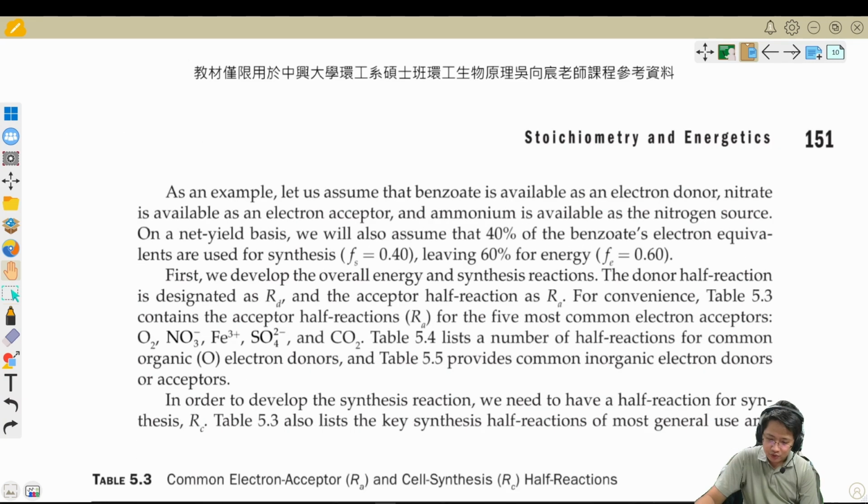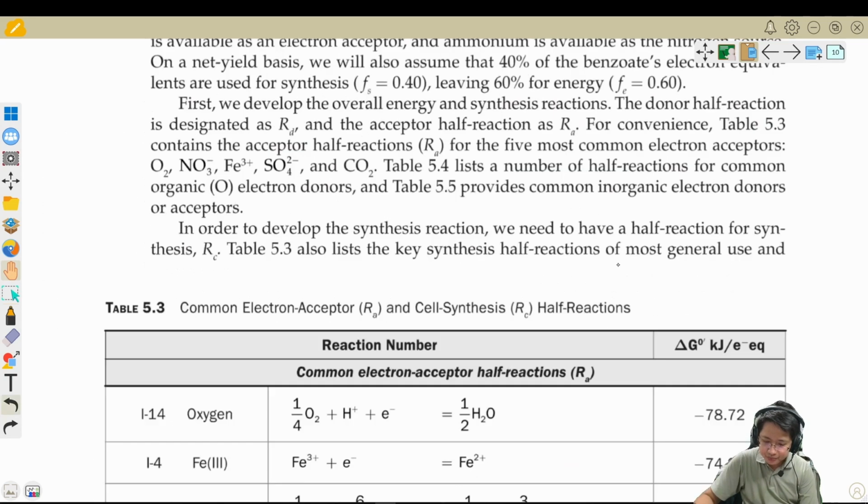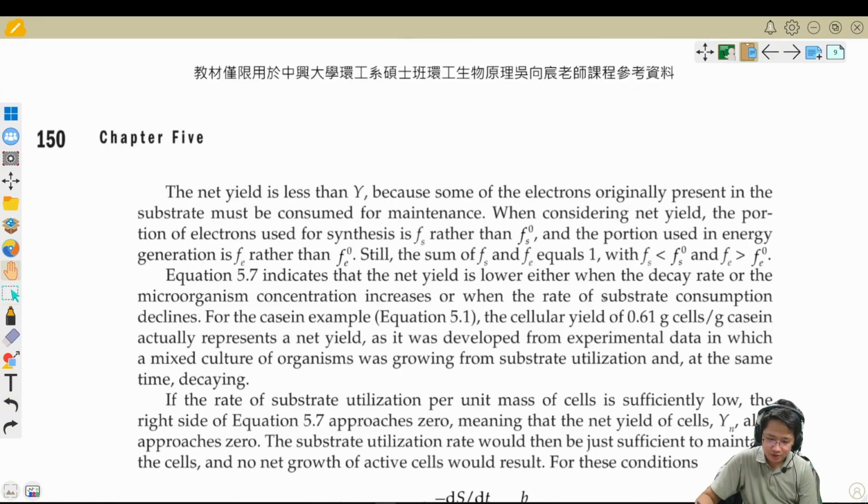So we move to... okay, we move to the next page here.